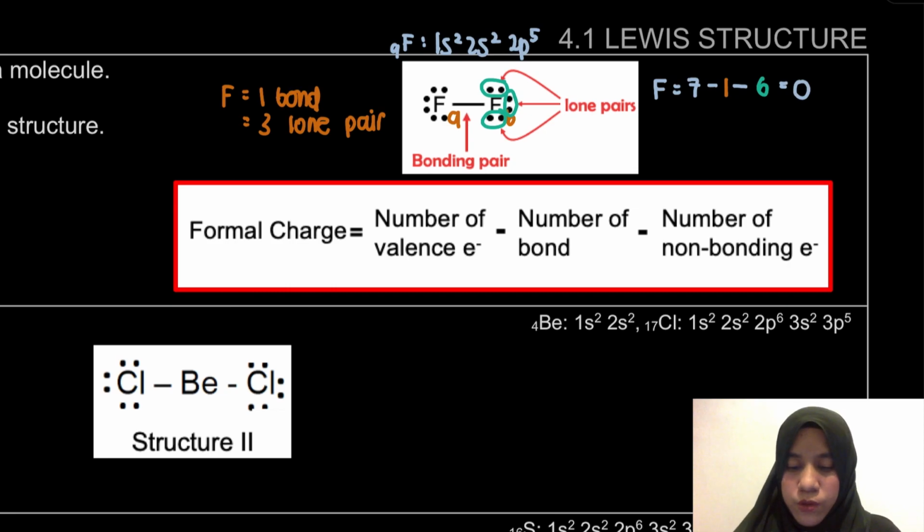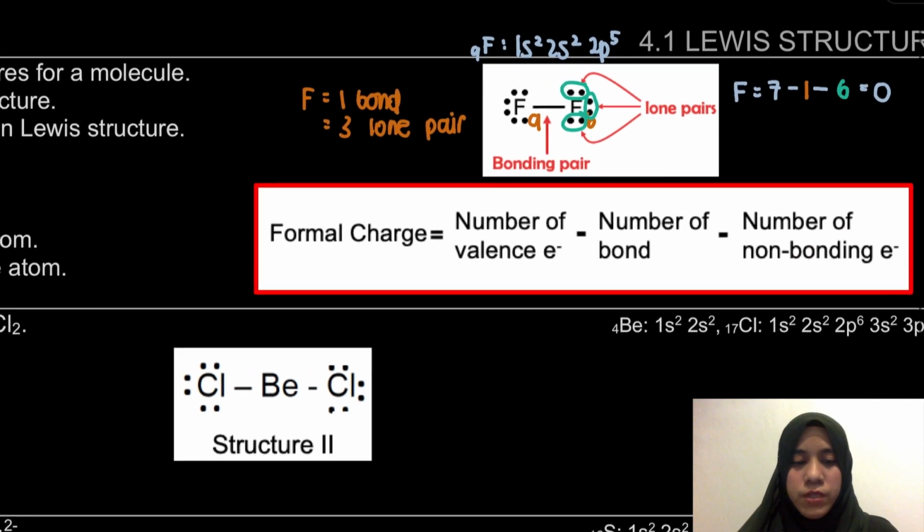The same goes for fluorine A and fluorine B, because they have the same number of valence electrons, the same number of bonds, and the same number of non-bonding electrons. That is only the introduction of what formal charge is. So how do we use the formal charge to determine the most stable Lewis structure? Back to the notes here.